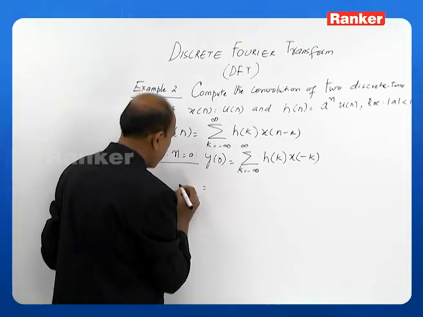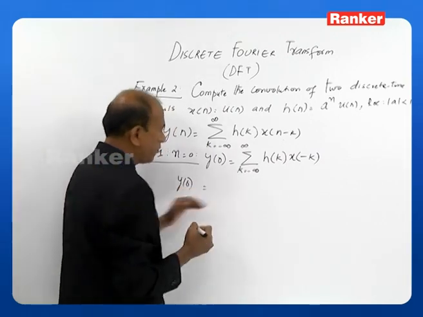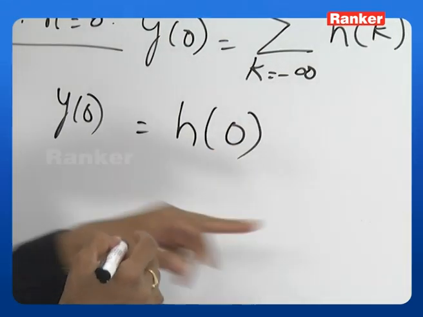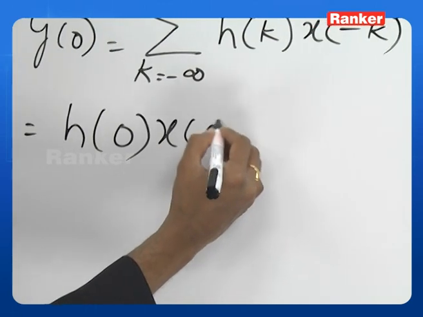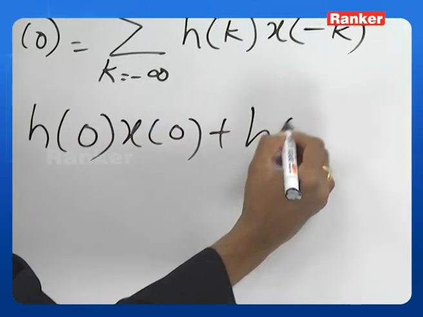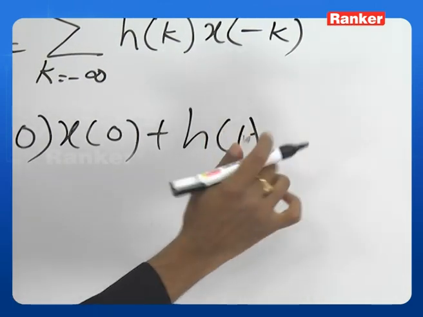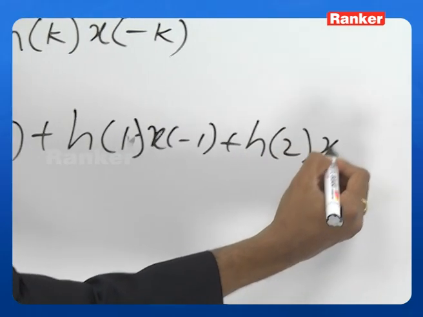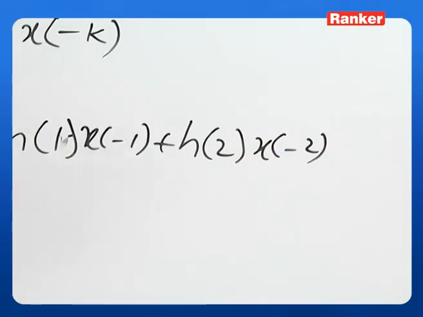Now what is the value of y of 0? Let us expand for different values of k. Let us take h of 0, x of 0, plus h of 1, x of minus 1, plus h of 2, x of minus 2, and so on.